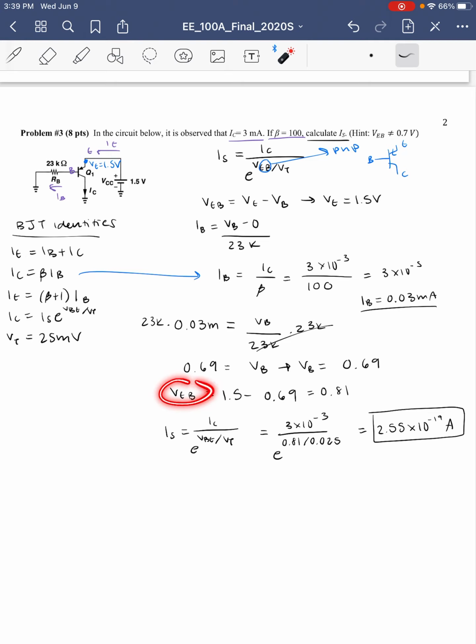So now that we know what VEB is, we can plug that into this equation. And so IS is going to be equal to the collector current, which is 3 times 10 to the negative 3, divided by e to the VEB, which we found to be 0.81, divided by VT, which is 0.025. And so we're going to get that IS is equal to 2.55 times 10 to the negative 17 amps.